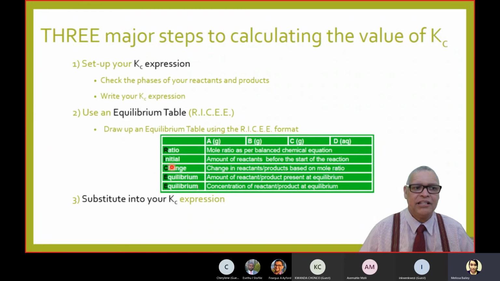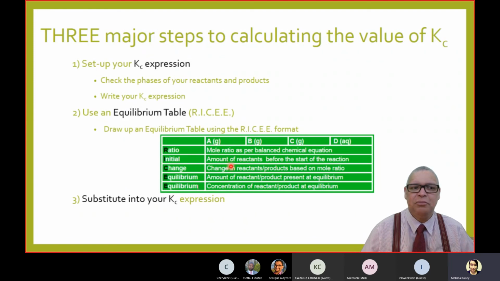The I stands for the initial number of moles. In other words, the amount of reactants before the start of reaction. How many moles? And they could give you this. You may remember, we actually spoke about this just now. So the initial number of moles.